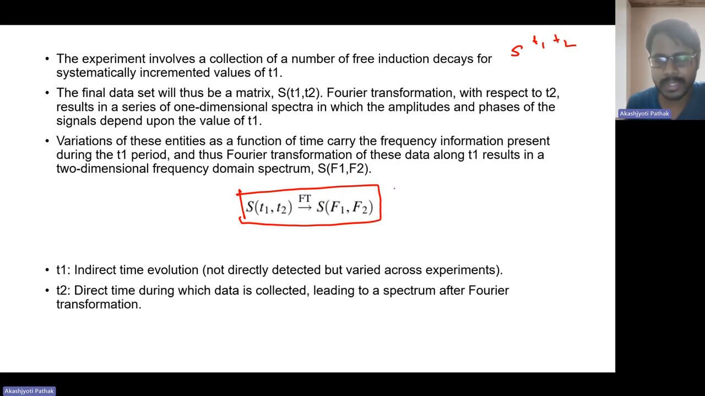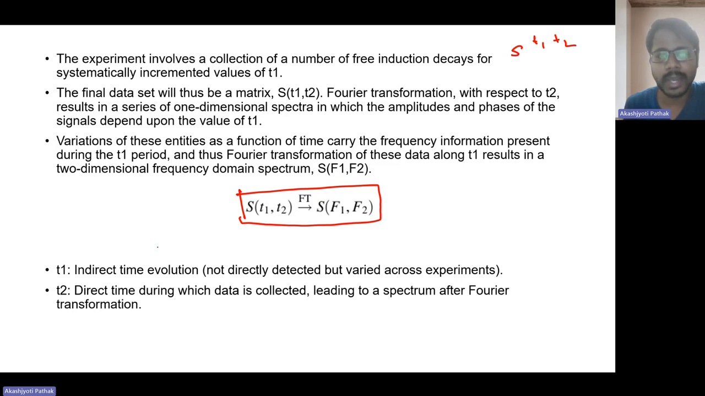So what are we doing? That is T1 time. This is varied across experiments depending upon what type of experiment you want to perform. There are different types of NMR spectroscopy experiments, 2D NMR experiments, so depending on the type, you can vary this T1. We are not detecting anything during this T1 time. That is why it is called the indirect time evolution.